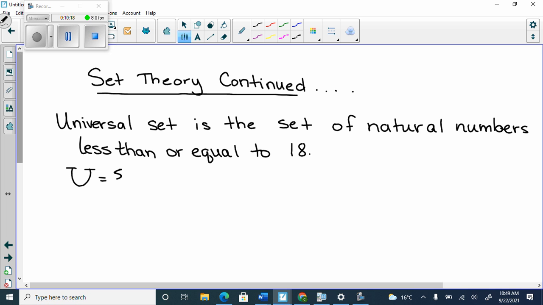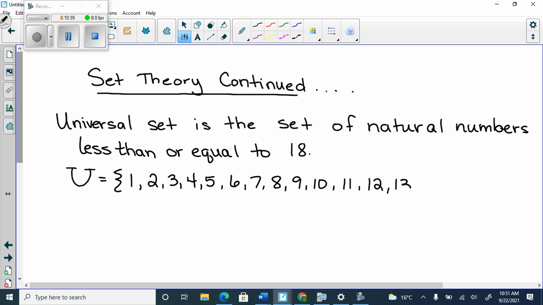Universal set is the set of. List the numbers. Natural numbers means what? Starting at 1. Less than or equal to 18 includes 18. So we do 1, 2, 3, 4, 5. Do not put dots in here. 7, 8, 9, 10, 11, 12, 13, 14, 15, 16, 17, 18. So that's my universal set.